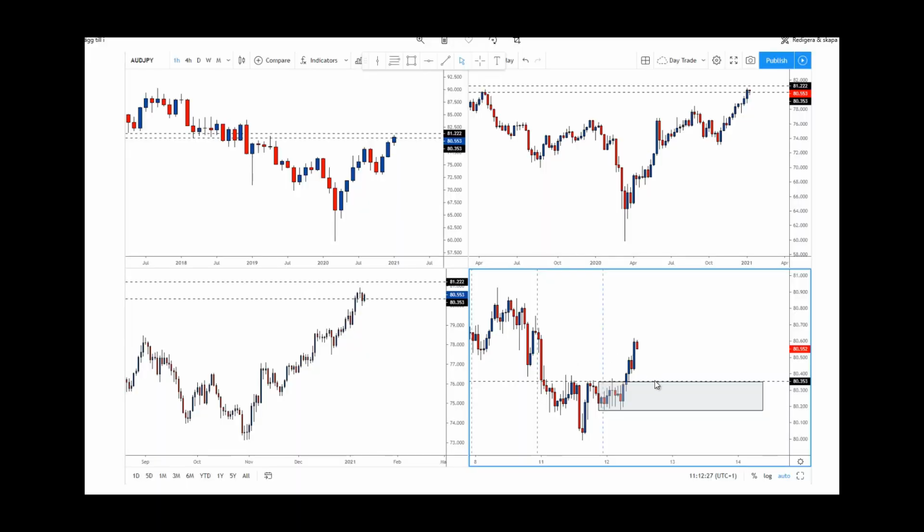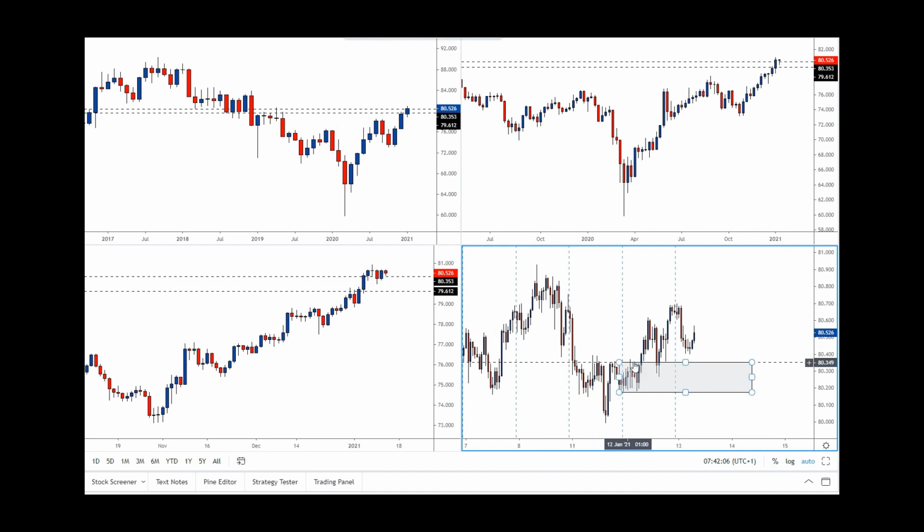We had a pending order on Aussie Yen this week and I will talk you through the reasons behind it. Okay, so this was the entry with the low stop loss. Let's see how things went. We got filled within this candle and we are still in this trade.